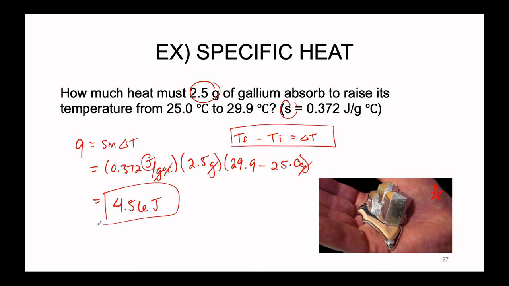4.5 times, really. But you get what I mean. It's a very small amount of energy. That's not a lot of effort. That's not a lot of heat that needs to be transferred from your hand into the gallium to get it to start to melt.